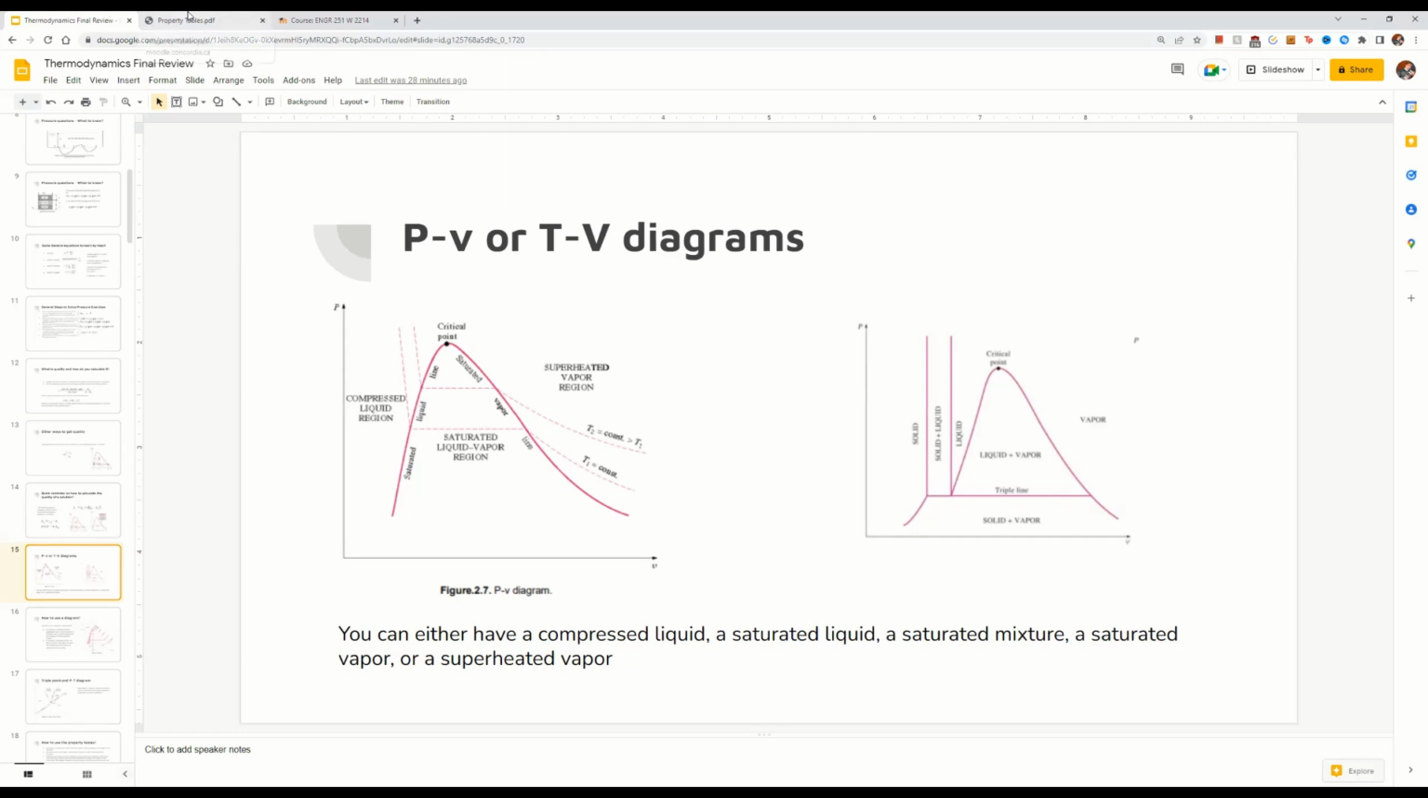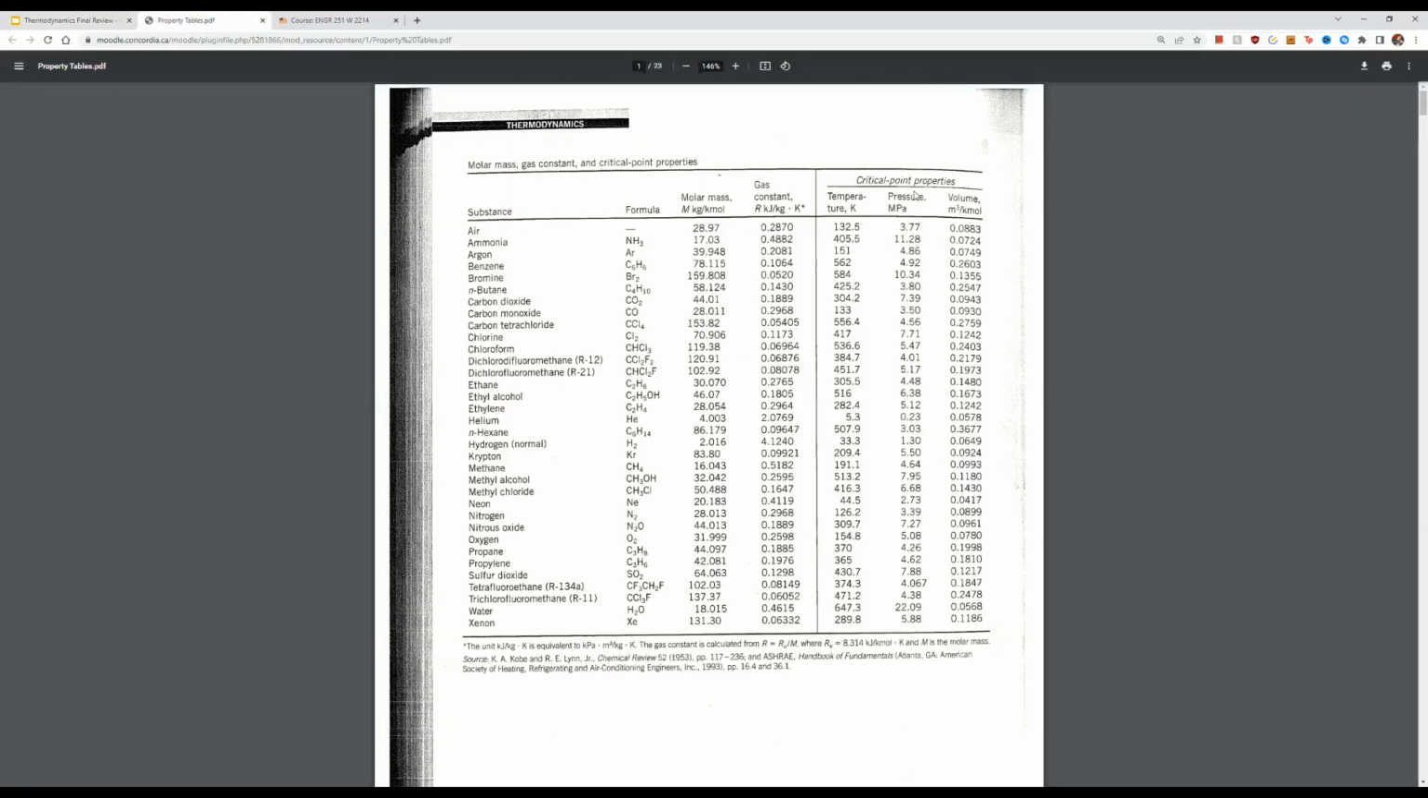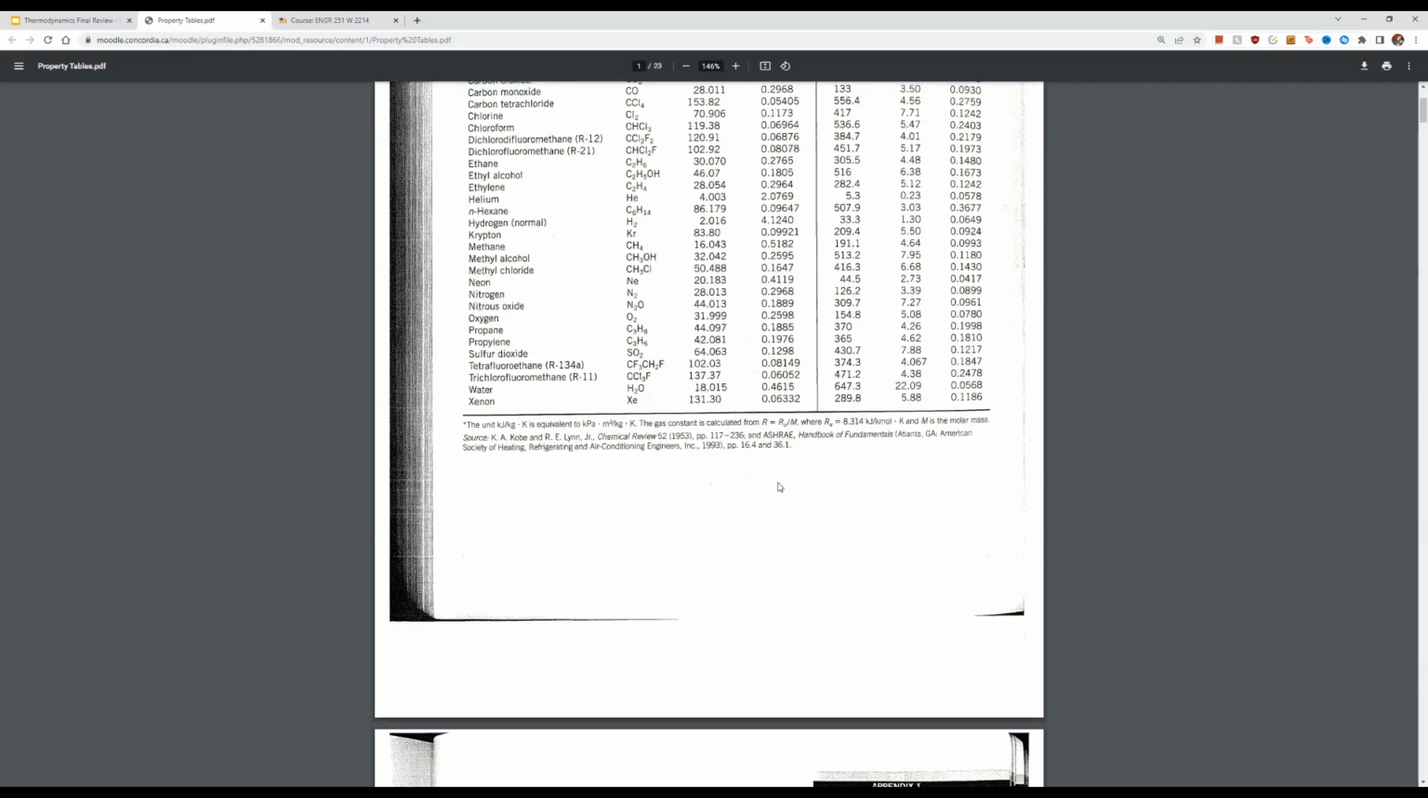With these critical point properties, we're actually going to get this. Actually, no, they're no longer important because you're not going to be doing compressibility factors in your exam. So you can completely ignore these. And then volume, this is not necessary. Mostly the gas constant will be important.